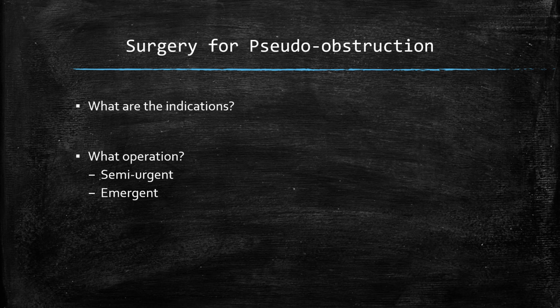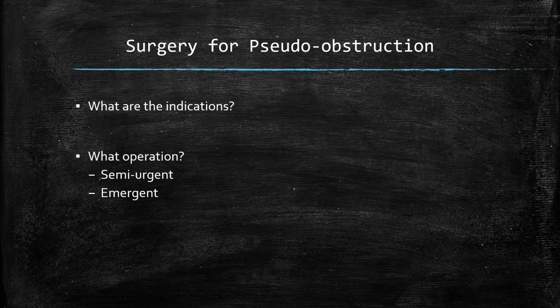So what operation would you do? What would you do for the patient who flunked all other management? And of course, the reason to go to surgery is that if you keep waiting, eventually this colon is going to perforate. So what would be the operation to do in someone who hasn't perforated but has flunked all other measures?